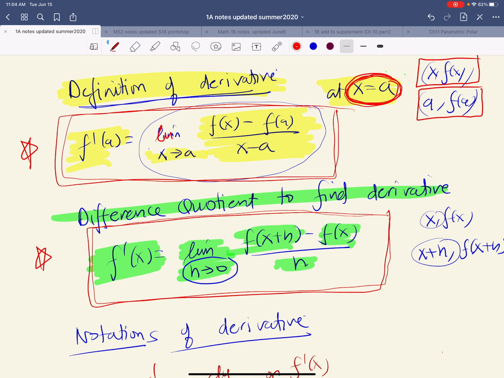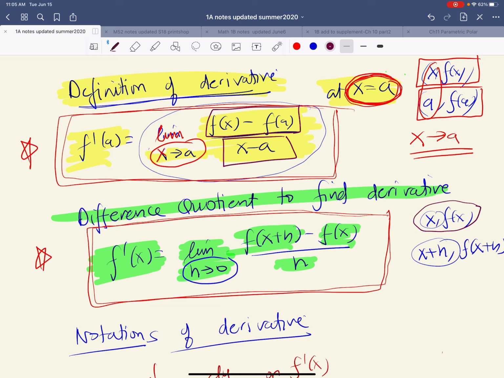We say limit x approaches a. That means x and a are very close to each other. The points x and a are infinitesimally close to each other, and this is just the slope formula. f of x minus f of a, that's y2 minus y1 over x2 minus x1, just the slope formula that we talked about. So we're estimating the instantaneous rate of change by bringing the 2 points very close to each other. In the difference quotient, the same thing.